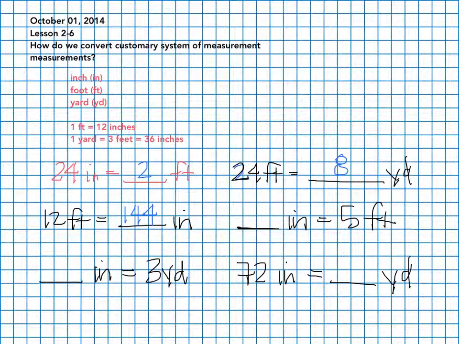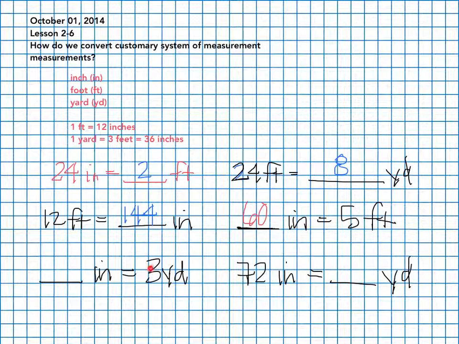Hopefully, ladies and gentlemen, you found some success with these conversions here. The first one, we're going from 5 feet to the number of inches. Well, we know there are 5 feet, and we know that for every foot, there are 12 inches. So we're going to take 5 times 12, and what we should get would be 60 inches.